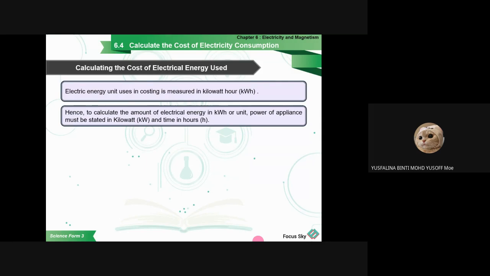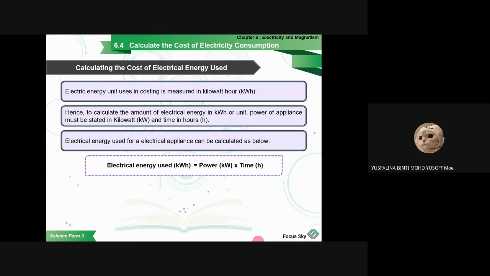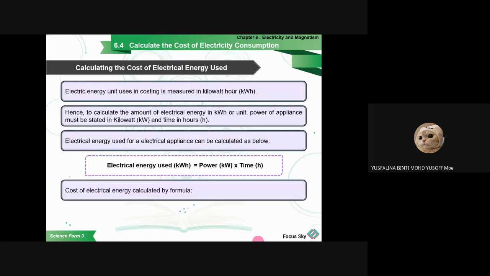But for other questions, not calculating the electricity bill, you just use watt and second. Only when you want to calculate the electricity bill do we use kilowatt and hour. The electrical energy used by an electrical appliance can be calculated as below. This is the formula. Before we multiply the power and the time, you have to change the units first: power to kilowatt, time to hour.